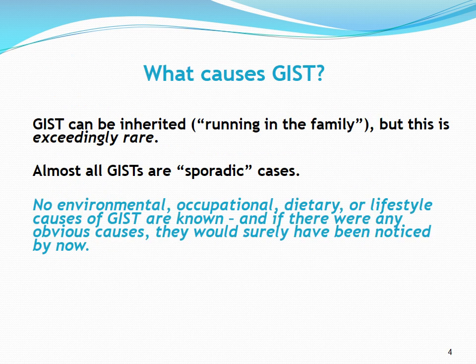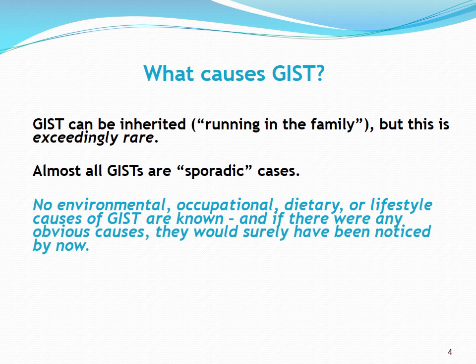So first of all, what causes GIST? The question that everyone affected by the disease immediately asks, understandably: what did I do that might have caused the disease? We know that GIST can in fact be inherited. That is, there are families in which many members of the same family have had GIST. This is exceedingly rare. It's a matter of a handful of cases, even in the entire USA. So it's very rare for GIST to be an inherited disease. Almost all GISTs are in fact what we call sporadic cases. That is, they do not run in the family, they're not inherited genetically.